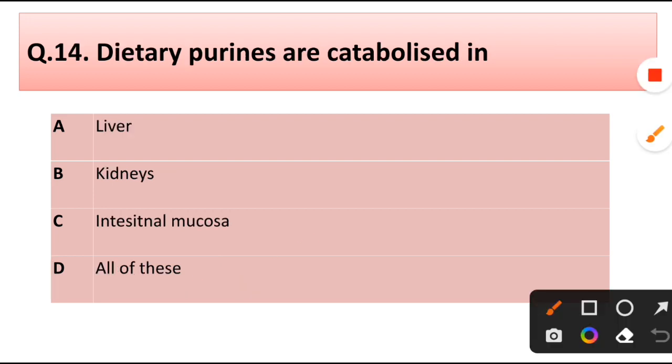Question number 14. Dietary purines are catabolized in liver, kidneys, intestinal mucosa, or all of these. Correct answer is option C, intestinal mucosa. Dietary purines are catabolized in the intestinal mucosa.